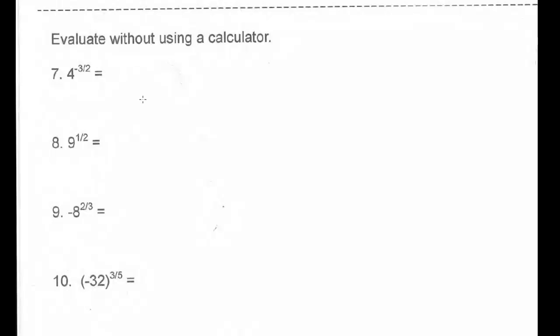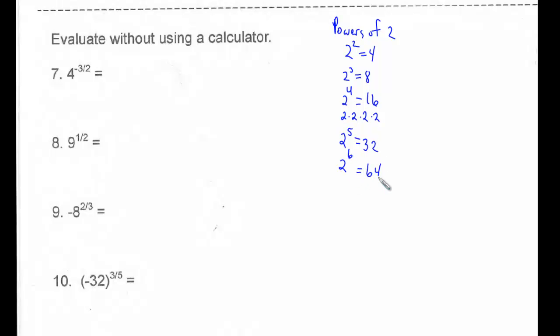Now we're going to evaluate without using a calculator. Let's go back and remember a couple of things. Let's say if I want powers of 2. Well, 2 squared is 4, 2 cubed is 8, 2 to the 4th power is 2 times 2 times 2 times 2, so that's 16. 2 to the 5th power is 32, 2 to the 6th power is 64.